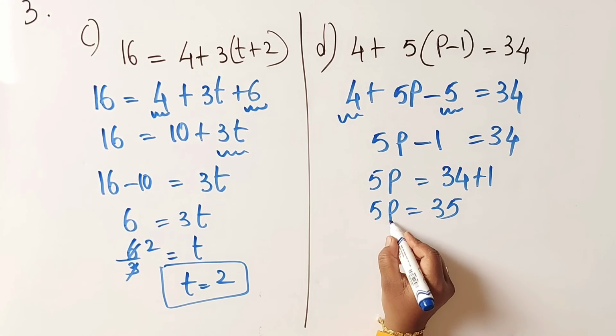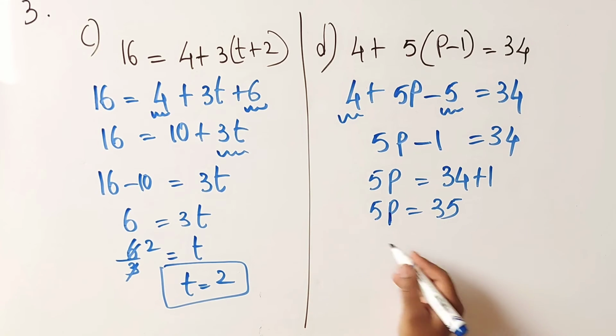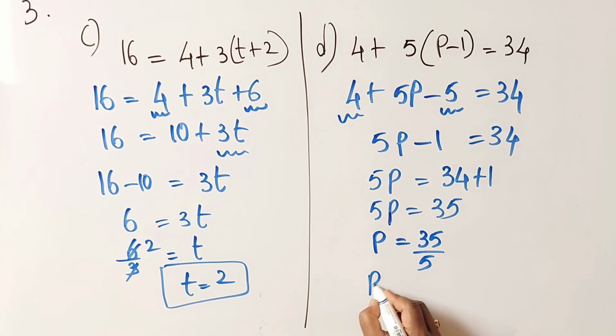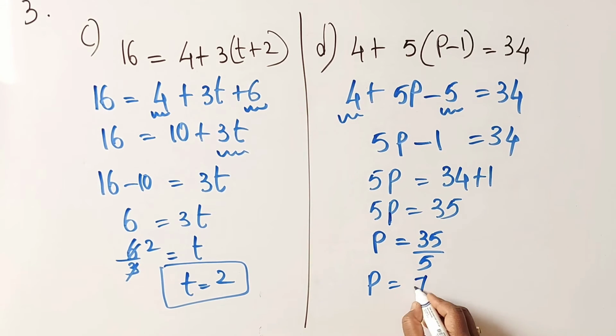Here 5 is multiplying p. When you are sending it to the right hand side, it will divide. p equal to 35 by 5. So p value is, 5 1s are 5, 5 7s are 35. p is 7, children.